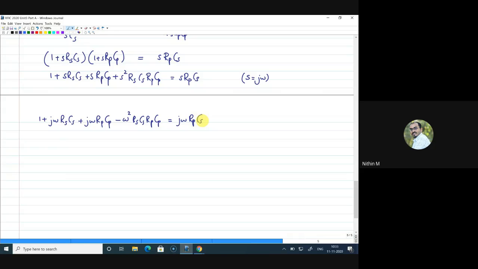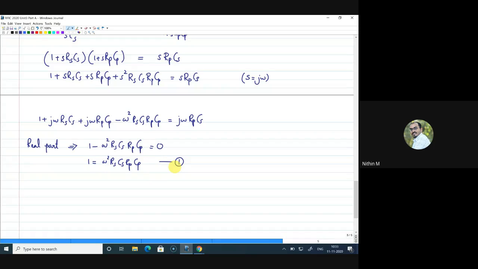Now I'll take out the real components first. The real part is 1 minus omega square RSCS RPCP equal to 0. Or I can write 1 is equal to omega square RSCS RPCP, and I'll put this as equation number 1. I got this by equating the impedance and taking the real part.